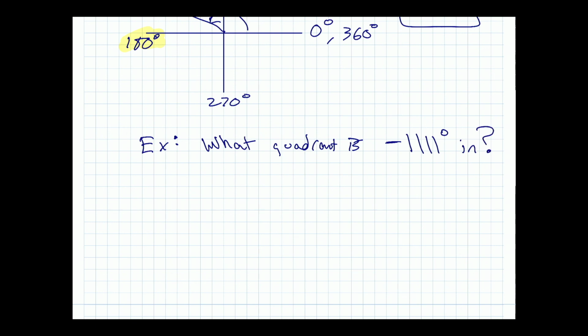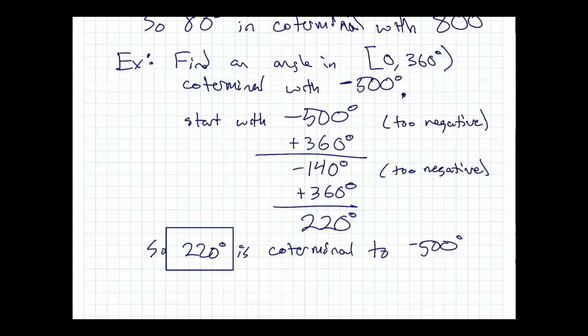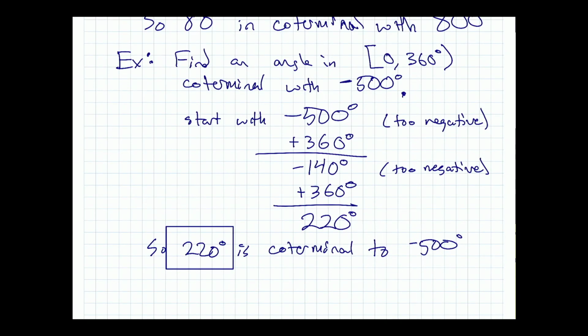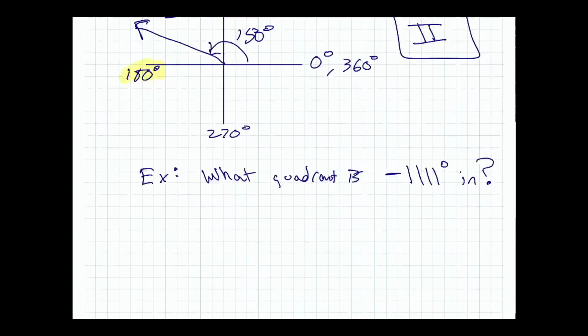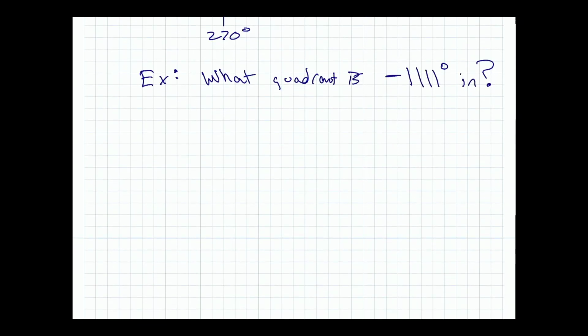Probably you have no idea. Well, guess what? Neither do I. So in order to do it, you're going to have to figure out where that angle is. And that's exactly why we were doing this find an angle coterminal thing. You just want to find out where negative 1111 is. So you say, okay, negative 1111 degrees. What do we do? Add 360, right? Because it's negative. So we get negative 751.